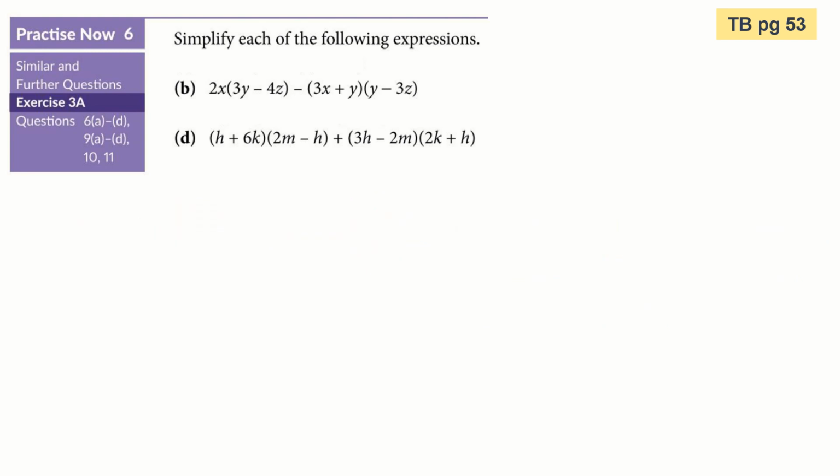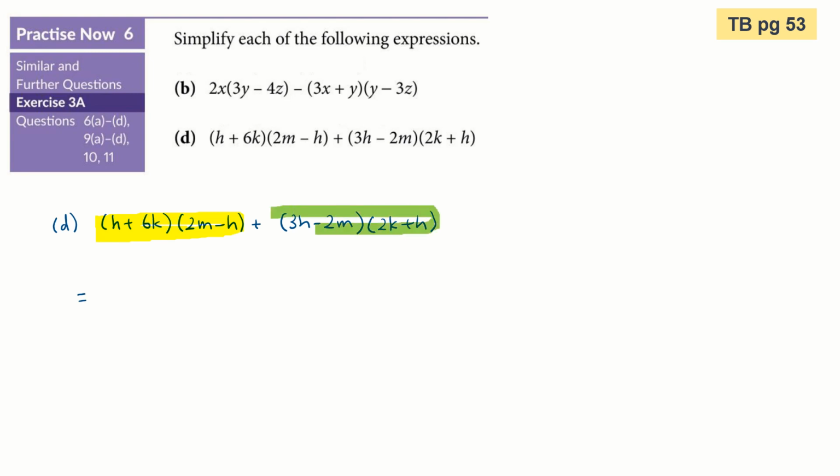Let us now take a look at practice now 6 part D. In practice now 6 part D, we are given this expression: h plus 6k times 2m minus h, plus 3h minus 2m times 2k plus h. So we need to observe again that there are actually two things that we are trying to expand. The first of which is actually this one here. Let me just grab a yellow highlighter. So this is the first thing that we want to expand. Then later on, we will change to expand this part over here.